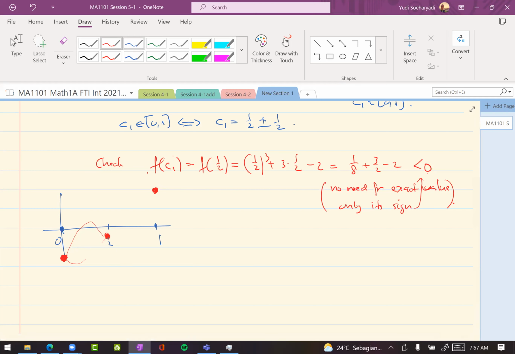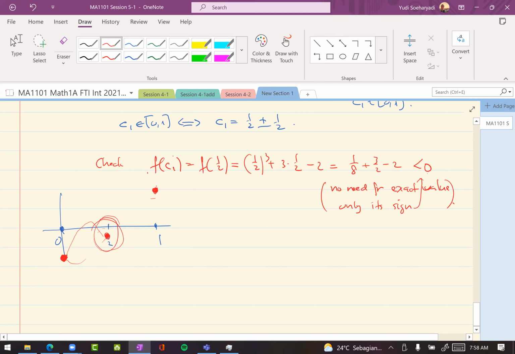But if you connect this 1/2 with this one, sorry, do you see my pointers? No, it should be able to show my pointers. All right, forget it.